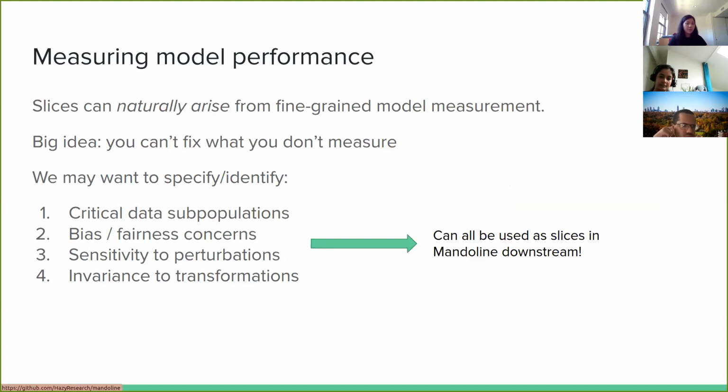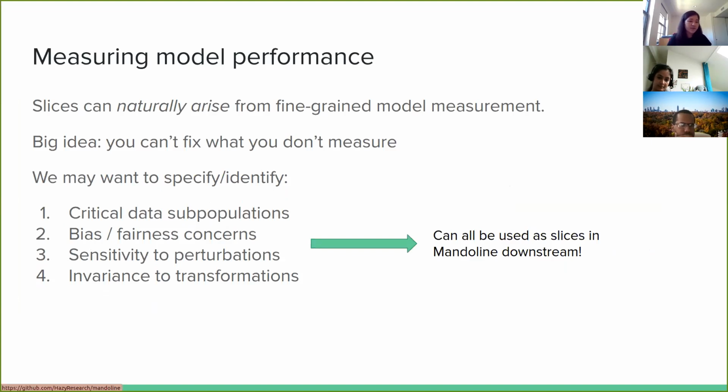The main idea behind why we need to measure model performance carefully is, if we don't, then we don't know what to fix. And so we really do need to take our data carefully and dig through and figure out what we want to evaluate on and how to do this in a principled manner.